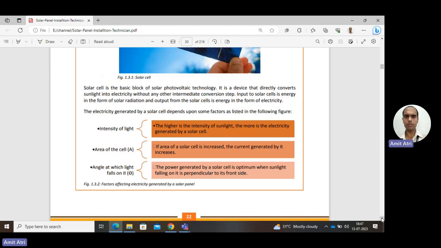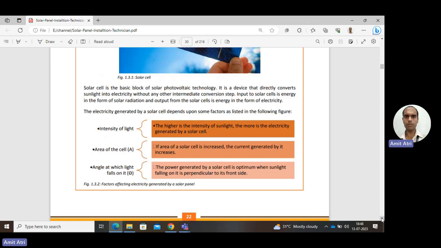So the factors which affect or govern the electricity generated by the solar cell are, the first one, intensity of light. Higher intensity of sunlight means more electricity will be generated. Area of the cell is also directly related to electricity production. A larger area means more electricity will be generated. Then, the angle at which light falls on it.